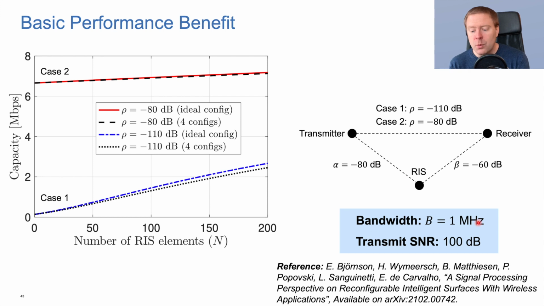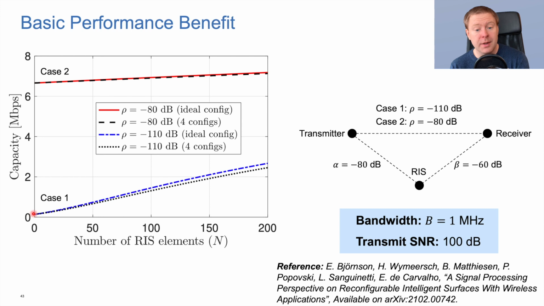I consider a bandwidth of 1 MHz. And the transmit SNR, so if I take the transmit power divided by the noise power at the receiver, I get 100 decibels. And then this should be multiplied with the different path losses here to get the actual SNR. Here I'm showing you the capacity in megabits per second as I'm changing the number of elements.